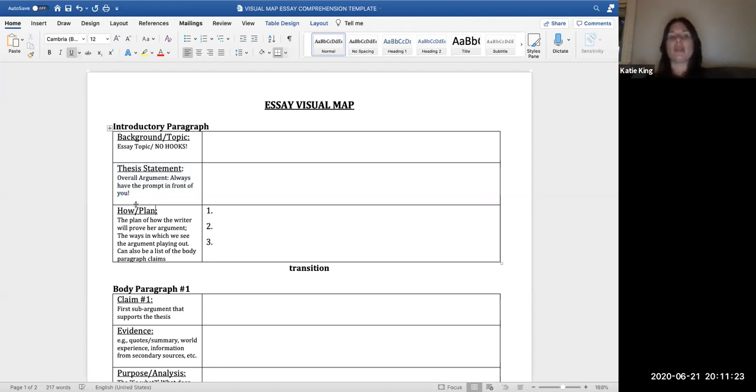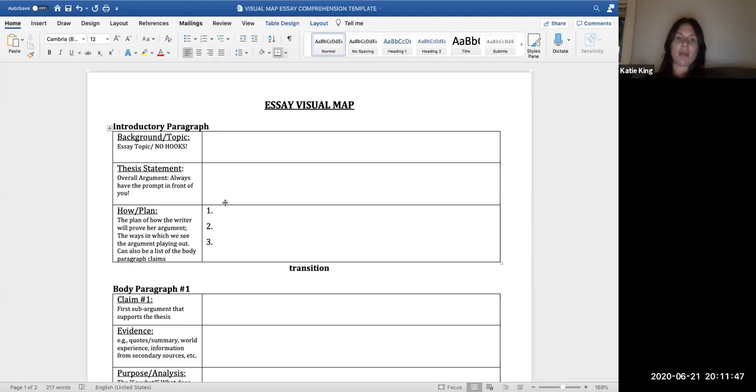Then we have our third part of the introductory paragraph, which is the plan, how you will prove your thesis, okay? So one way to think about this is to think about what is the overall claim you're making in each body paragraph. What's the sub-argument you're making in each one of your body paragraphs? And then all you have to do for your plan is list those, right?